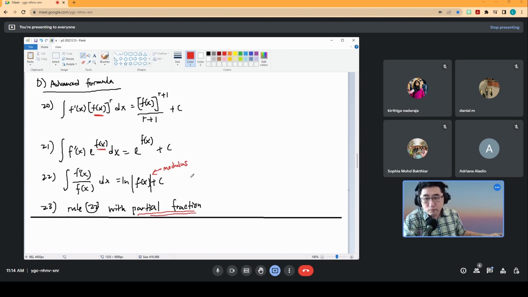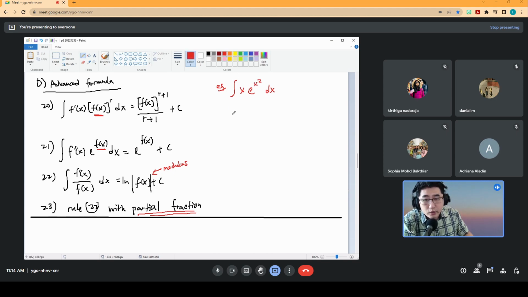Okay, so over here, let me give you some examples. For 21, let's say I have the integral of x e to the x squared. I want to use rule 21, and I recognize my f(x) as x squared. But the differentiate of x squared is supposed to give me 2x. I don't have a 2x here; I only have a single x.